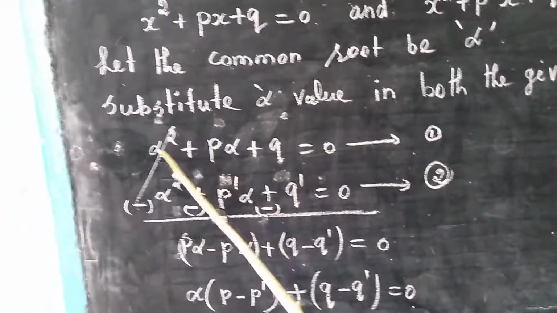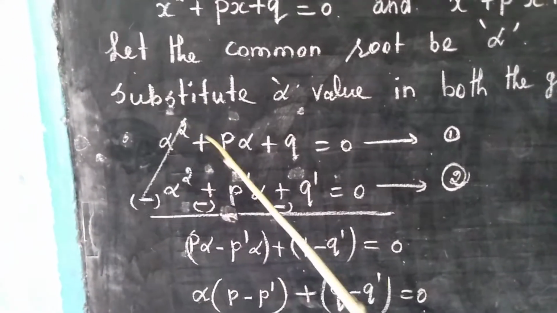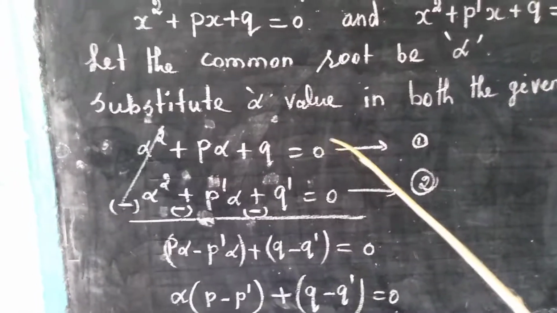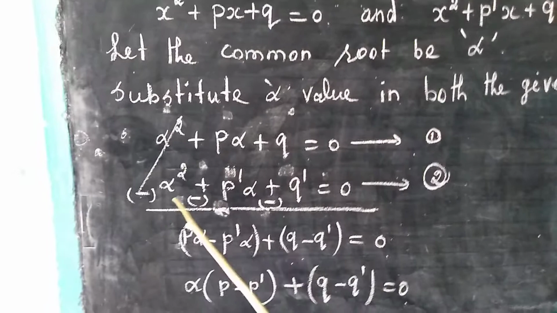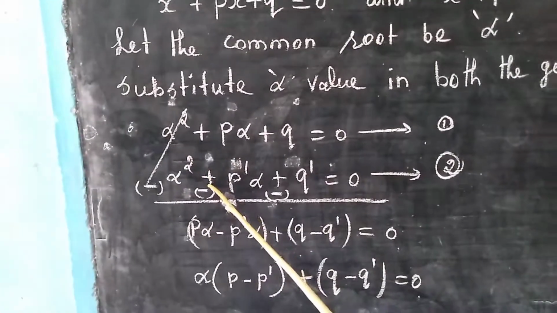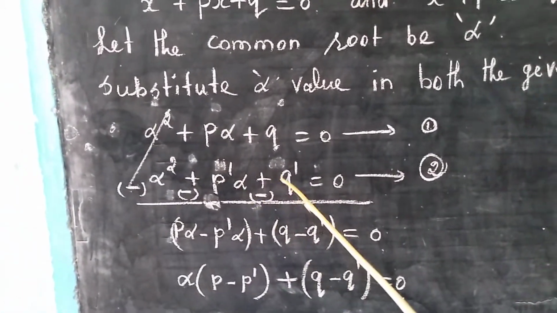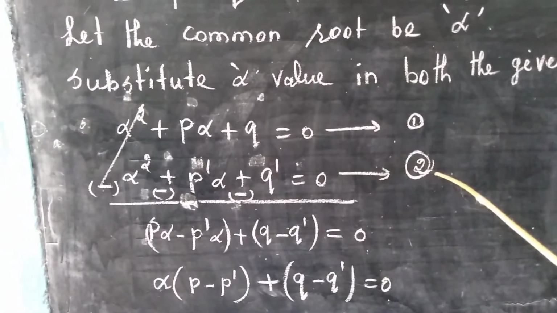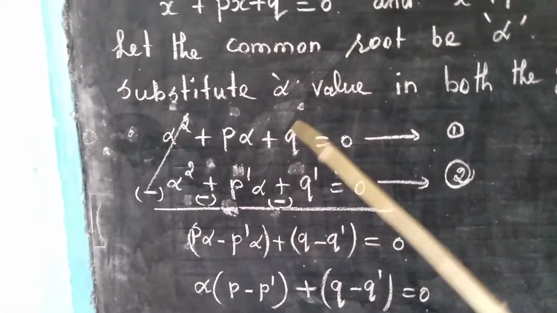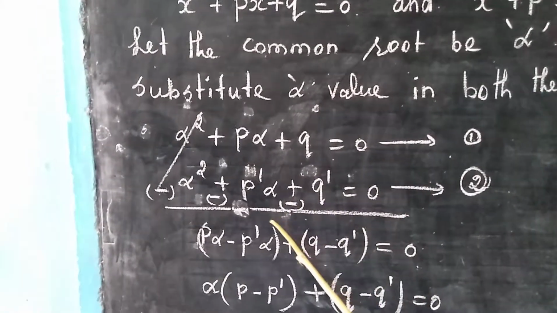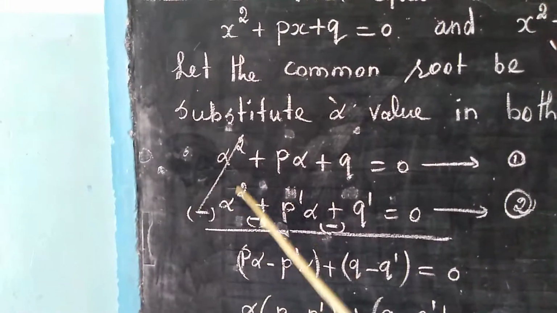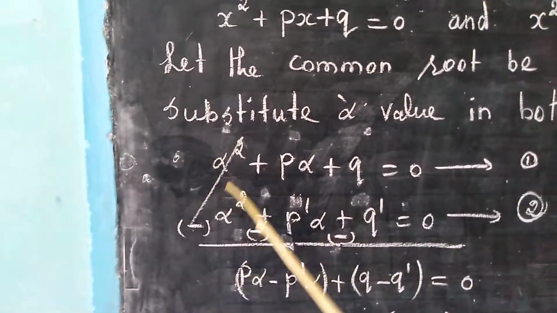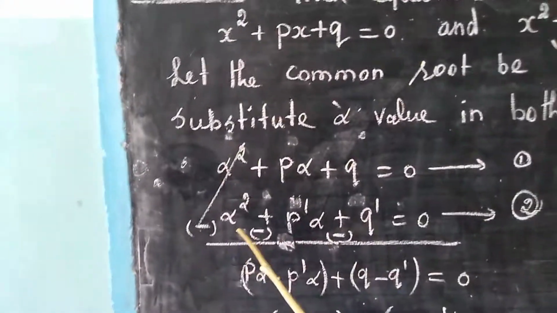If we substitute, we get α² + pα + q = 0. We consider this as the first equation. The second one is α² + p'α + q' = 0. This is the second equation. Now we are going to solve these equations in order to get the value of alpha.